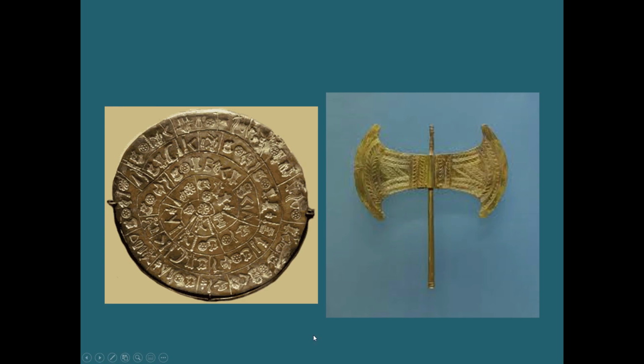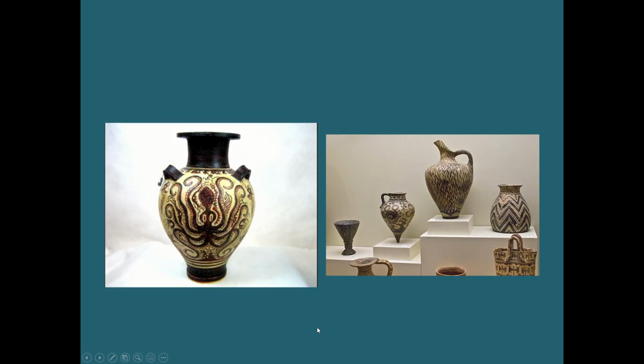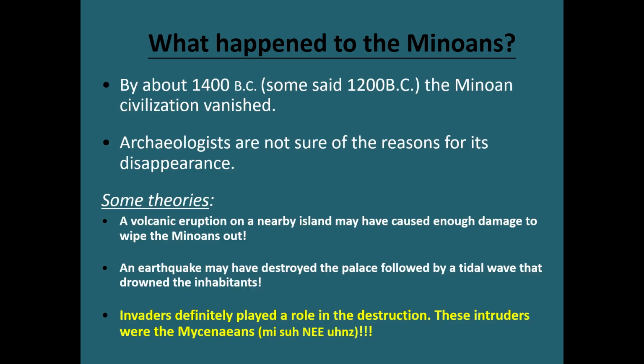Now, here are some other discoveries made by the archaeologists. You can find some metal objects unearthed at the Palace of Knossos, and here are the pictures of the pottery that the archaeologists could find at the Palace of Knossos.